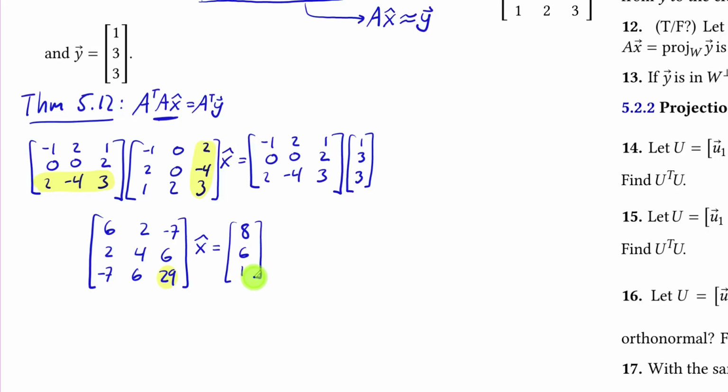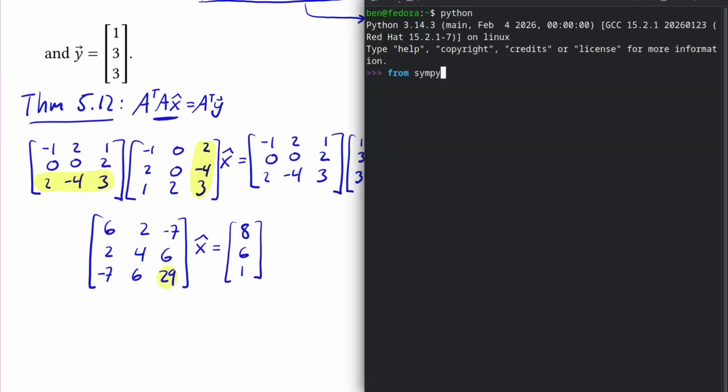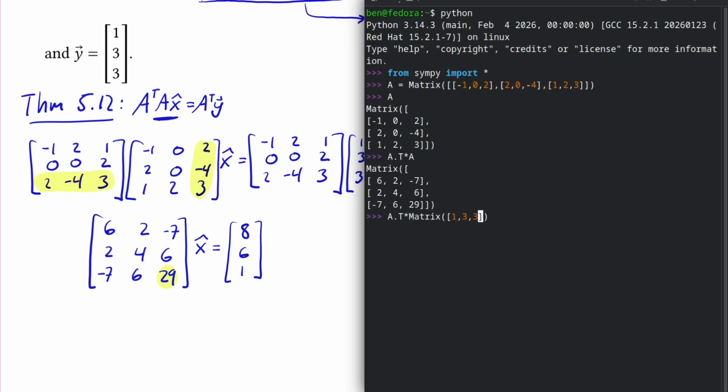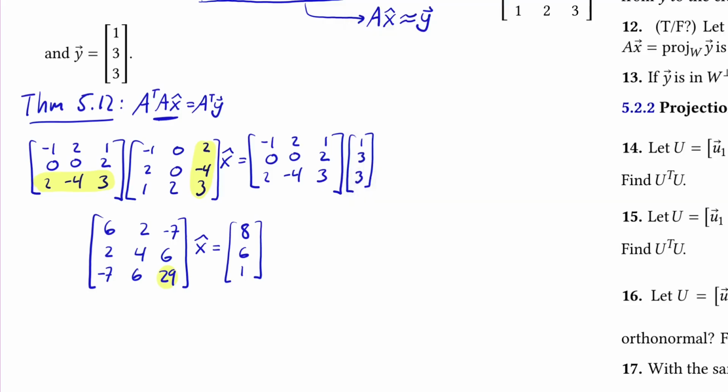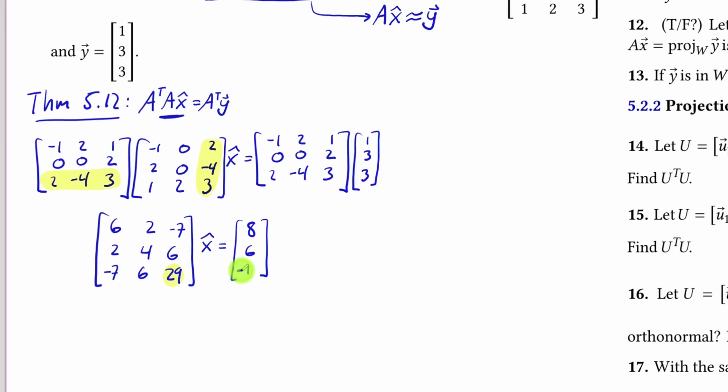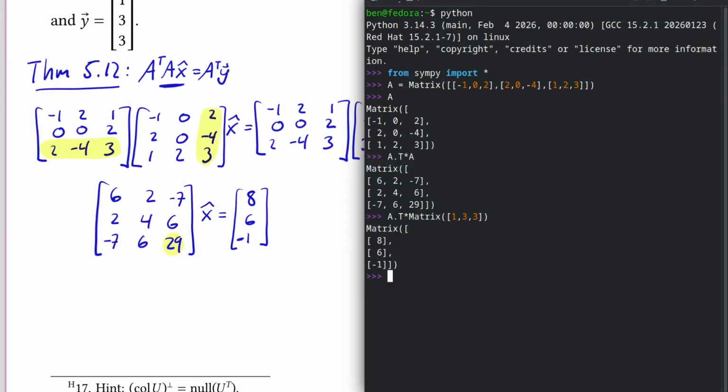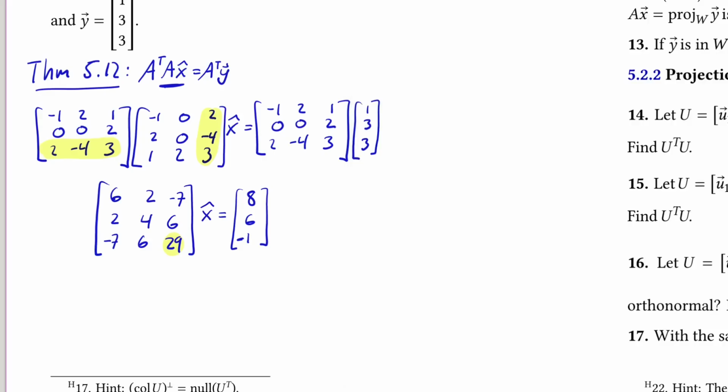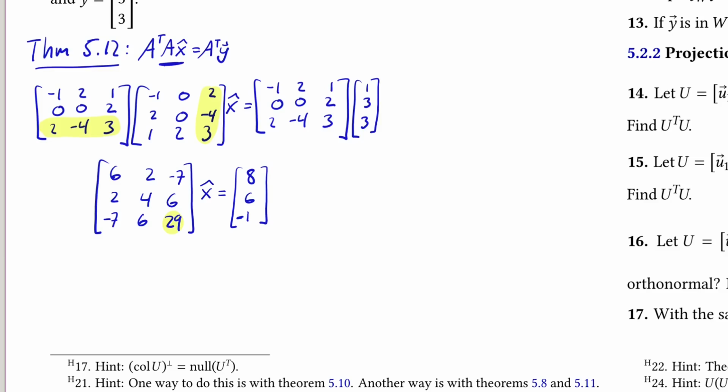I feel like maybe I should check this with a computer real quick. Oh, I did make a mistake here. This should be -1. Everything else looks good. And by the way, sneak preview for what we're doing later: this is a symmetric matrix, A transpose times A. It's equal to its own transpose, right? So now we can row reduce this.